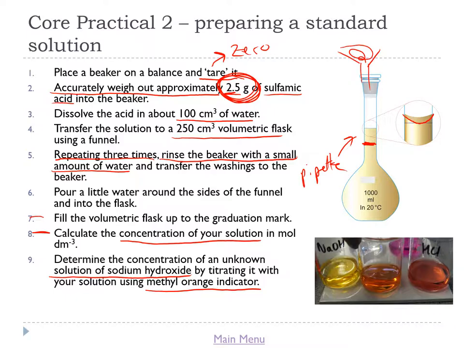And just to show you what methyl orange indicator looks like, when it's in sodium hydroxide, it is this yellow colour. And we need to stop the titration when it is in its neutral form, which is orange. If you go far enough to make it red, you have gone too far and will need to repeat your titration.